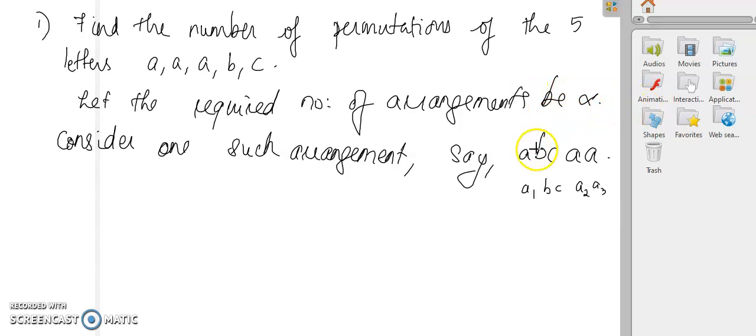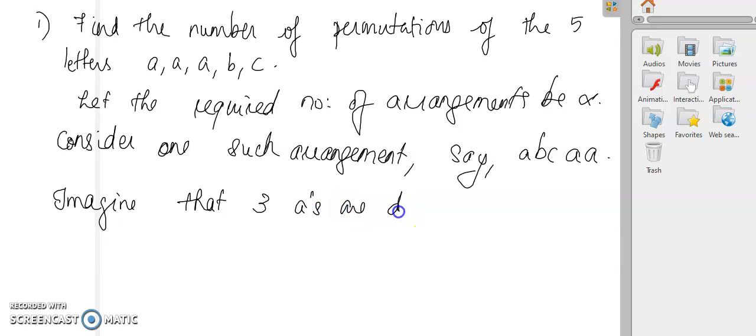Now let us look at, provided these were distinct, how many times this same value would repeat. So let us imagine that the 3 A's are distinct. Say, let us take them as A1, A2, A3.